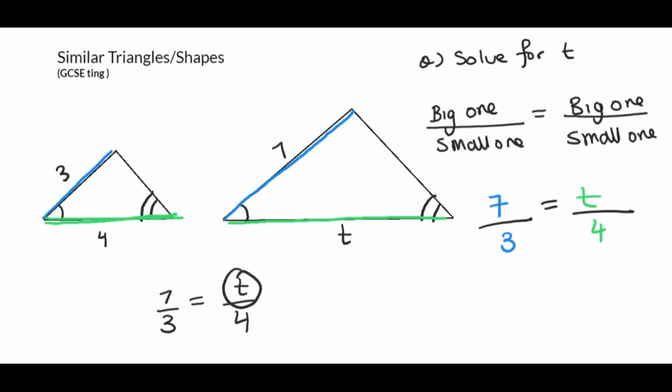I want to make t the subject. Now, as you can see, I've got 7 over 3 is equal to t over 4. Now, t over 4, so t is being divided by 4, okay?